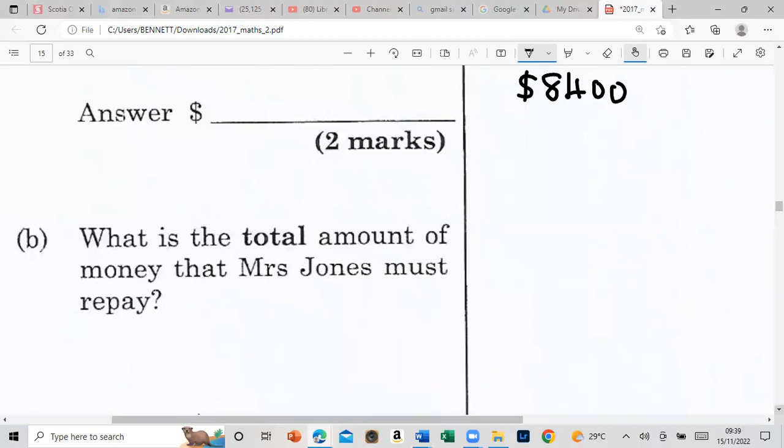Alright, so it says, what is the total amount of money that Mrs. Jones must pay? So for the total, it would be the 8,400. So you have to borrow money, because you have to pay more. Plus, you have to pay back the 10 grand.